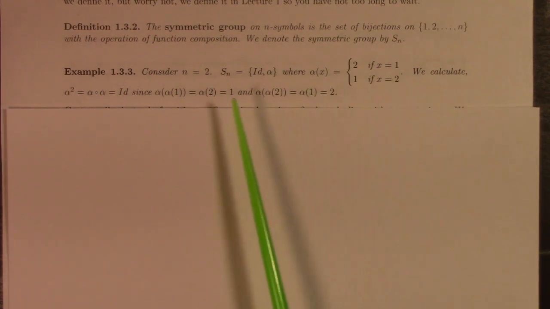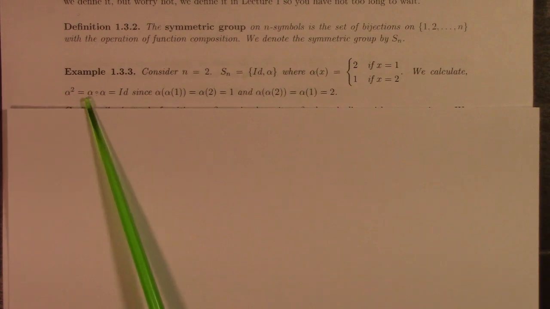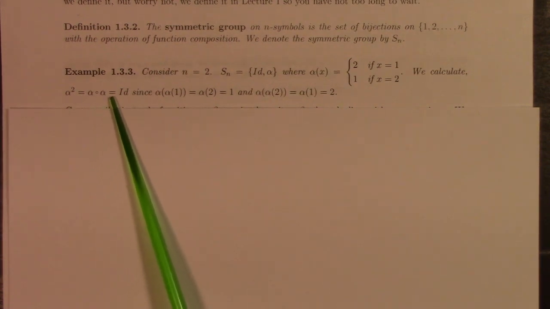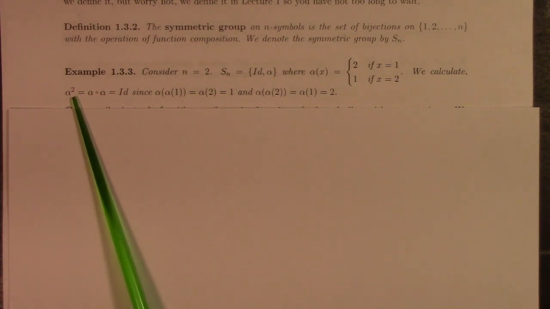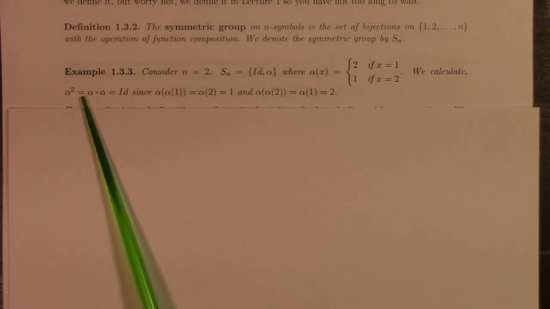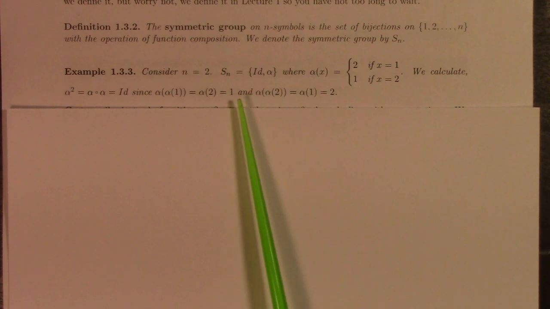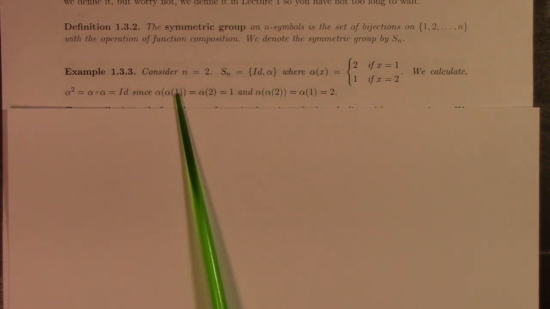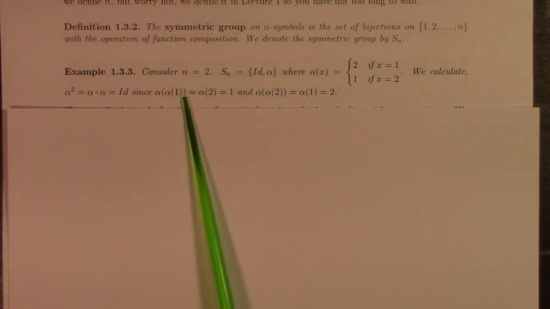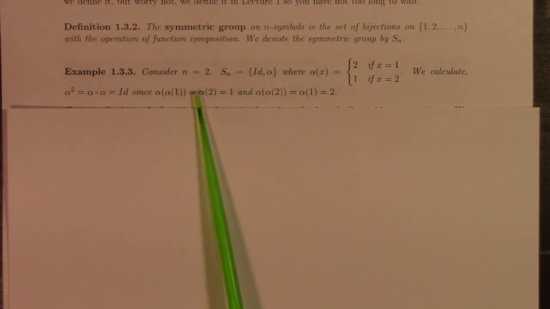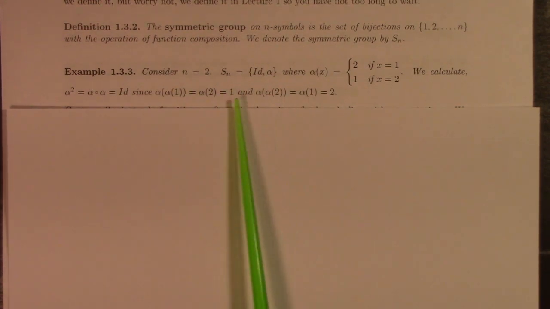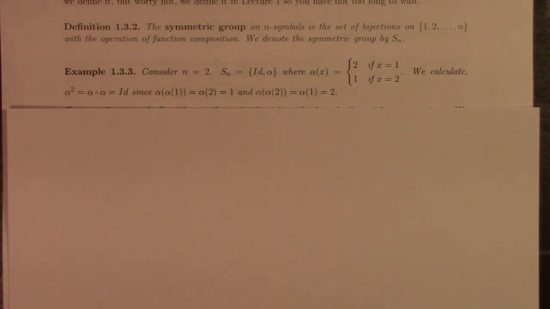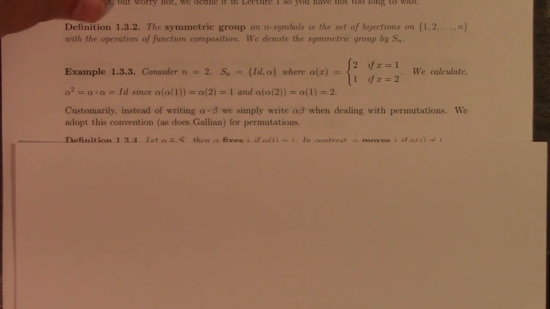And you can calculate that if you compose alpha with itself, which is the quote-unquote multiplication for this group, whatever that means, we get the identity. If I feed it 1, we get alpha of 1, which is alpha of 2, which is 1 again. So 1 maps to 1, and also 2 maps to 2. So as you can see, alpha composed with alpha is just the identity map again. The symmetric group on two symbols is not particularly interesting.